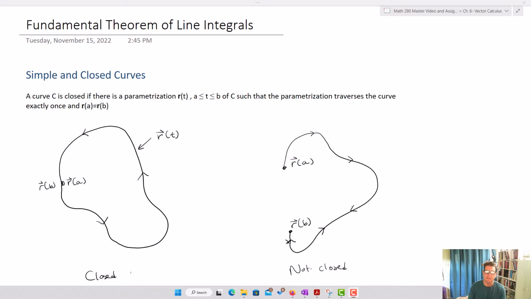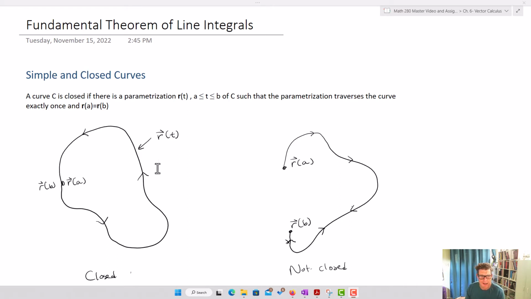So what we need to do is start talking about the kinds of curves that we're going to be seeing inside of our vector fields and the kinds of regions that we're going to be integrating over. We'll start out with the idea of a simple and closed curve. A curve C is closed if there's a parametrization r(t), a ≤ t ≤ b, of C such that the parametrization traverses the curve exactly once, and r(a) = r(b).